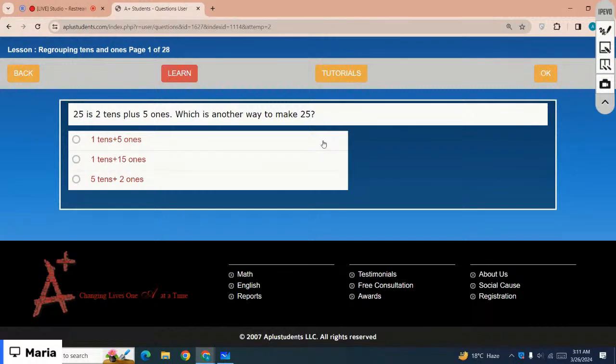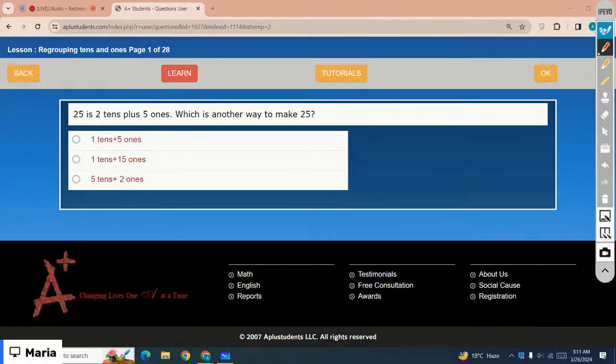That is 1 ten and 15 ones. Yes, because I have to do everything one by one for all of you. So why not you? That is 1 ten and 15 ones, right? Because you can write 1 ten, and when you have to write this 15 ones, you can write it as 1 ten and 5 ones.